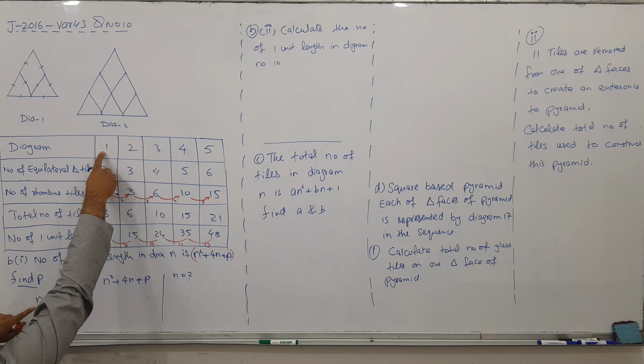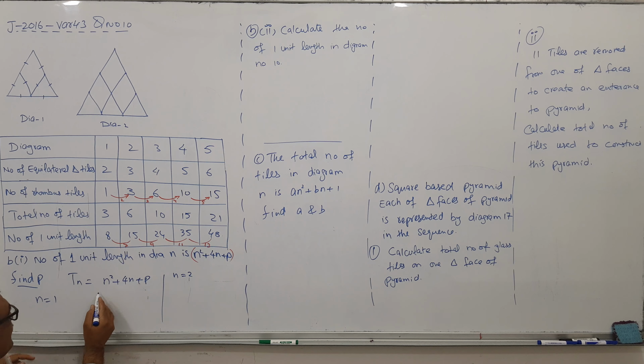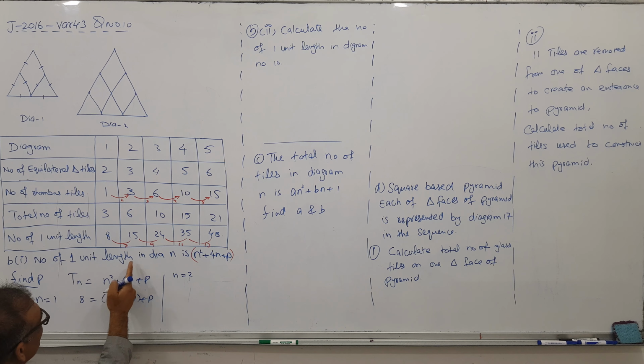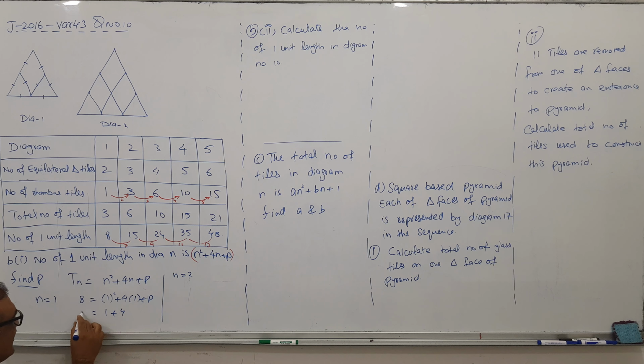When I put n value 1, this gives 8. When I put 1 everywhere here, t is what? The total number of 1 unit lengths for one diagram is 8. So I'm writing 8. Read it: number of 1 unit lengths in diagram n. So it is clear, the number is 8. So 1 plus 4 plus p equals 8.